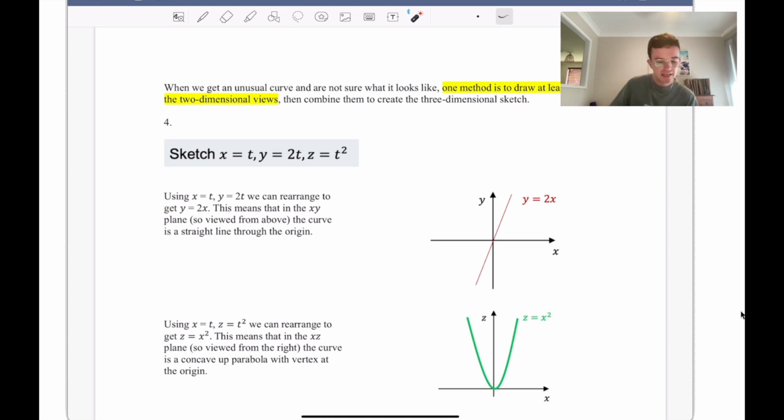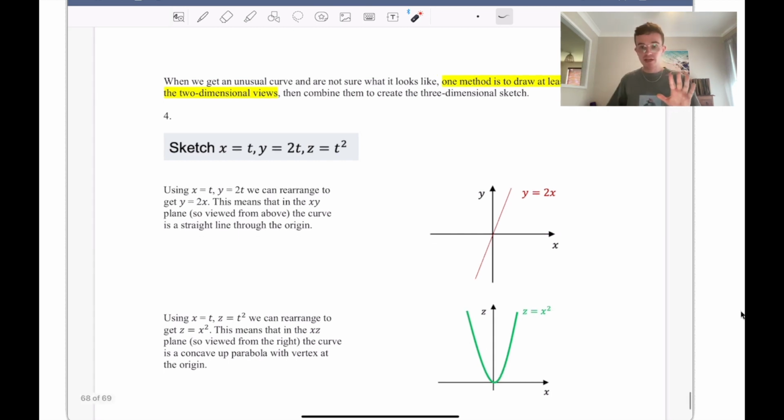So we've got x is t, y is 2t, and z is t squared. Using x is t and y is 2t, we can rearrange to get y is 2x. Which means if we forget about the z for a second, if I'm looking just at the xy plane, so I'm looking at the graph from above, it's a straight line, y equals 2x. Don't care about the z's anymore. I'm looking at the equation from above, and it's a straight line, y is 2x.